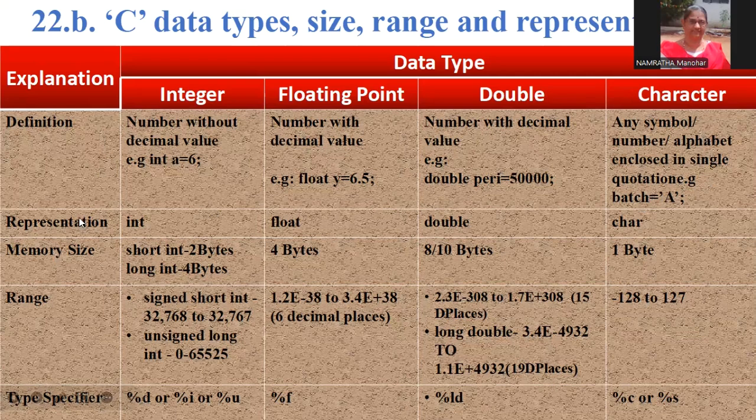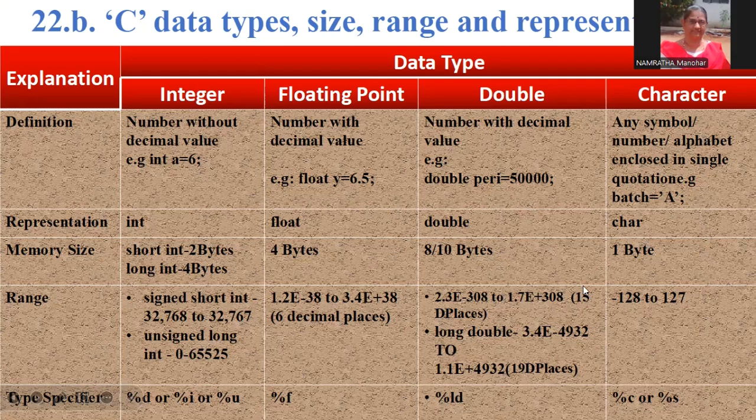Now, how do we represent it? Integer is represented using the keyword int, floating point using float, double using double, and char using char. Memory size: short int is 2 bytes, long int is 4 bytes. Floating point is 4 bytes, double is 8 and 10 bytes, character is 1 byte.